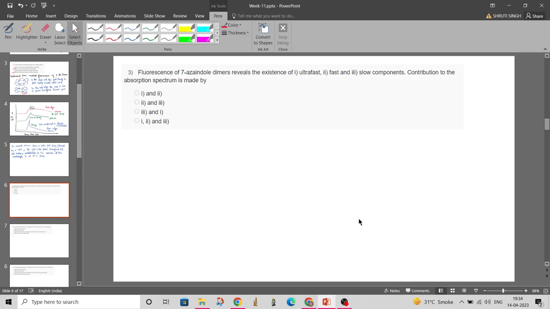The third question is that fluorescence of 7-azaindole dimers reveals the existence of ultrafast, fast, and slow components, and the contribution to the absorption spectra is given by the ultrafast and the fast, or the fast and slow component, or the ultrafast and slow component, or all three. So let's see.